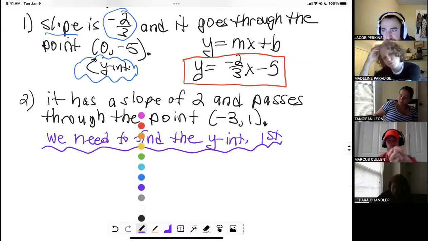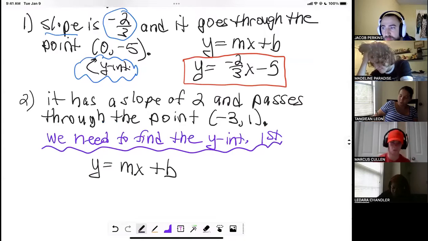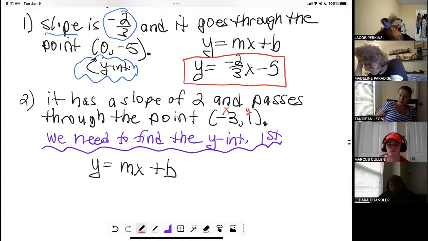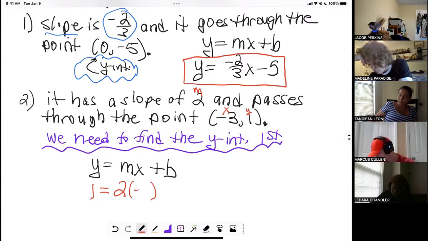Okay, so we know the equation is y equals mx plus b. Well, guess what? We have every single thing but b. Here's my y, 1. I have an x, -3. I have my slope, m. I'm going to plug them in. So y is 1, m was 2, and I have an x of -3 plus b. I have every single thing I need to find b, which is my y-intercept. And that's what we need to do. We need to find the y-intercept.